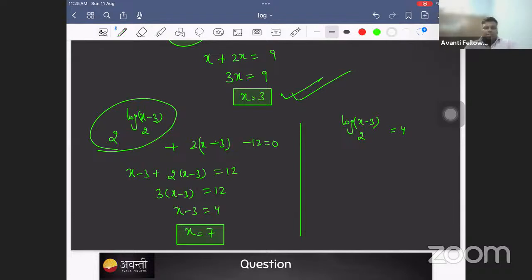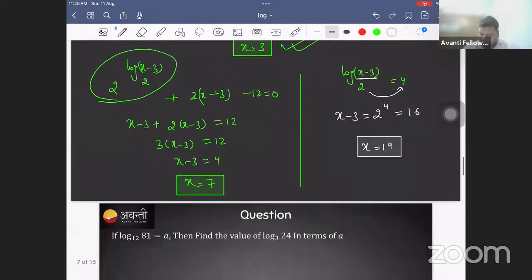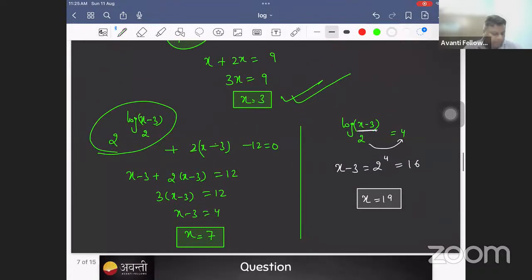Okay. Now answer to the second one. Quickly. See, 2 to the power 4 is equals to x minus 3. So x minus 3 is 2 to the power 4, that is 16. So your x is what? 19. Very good. Got it?